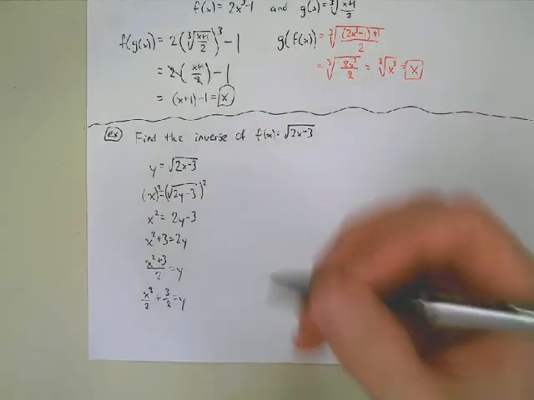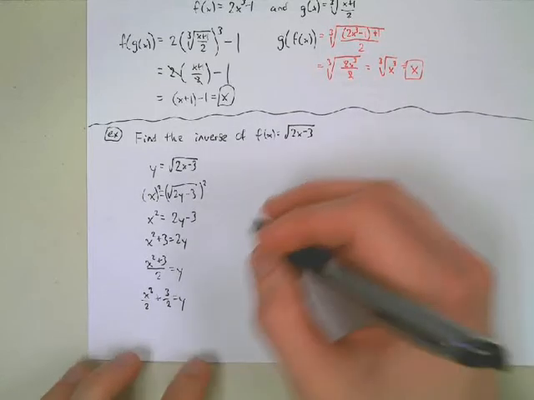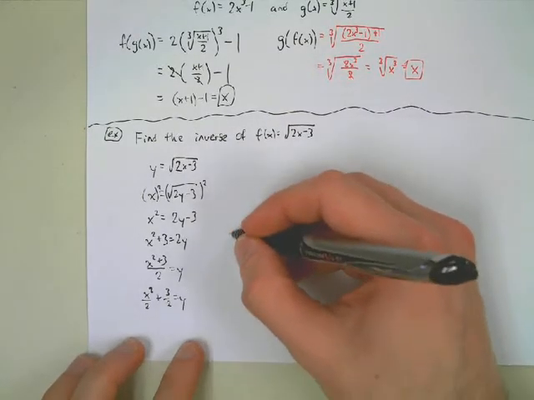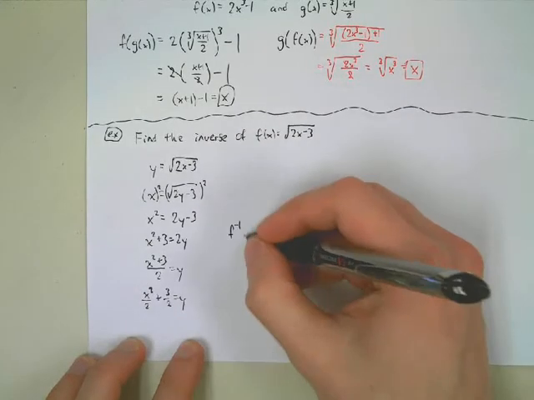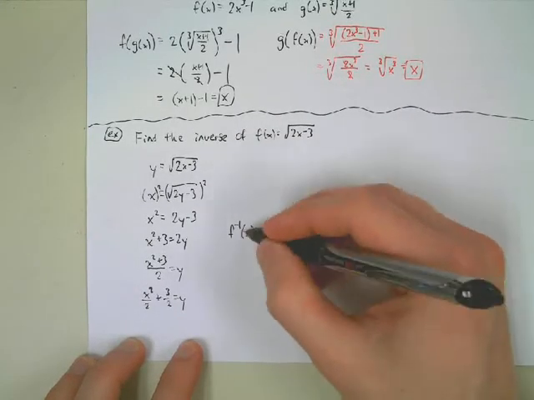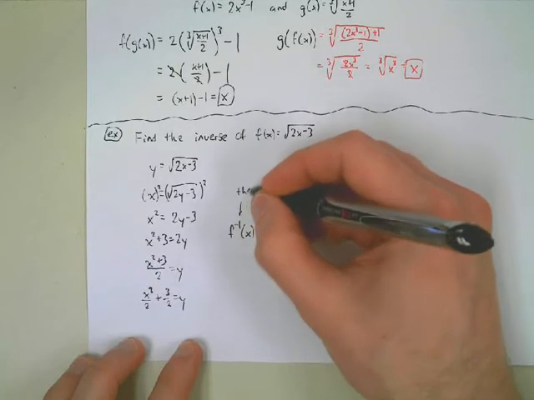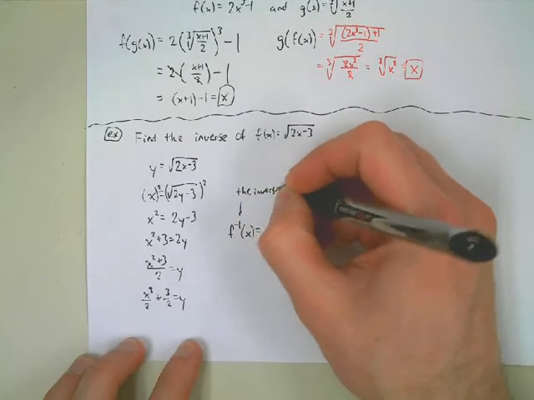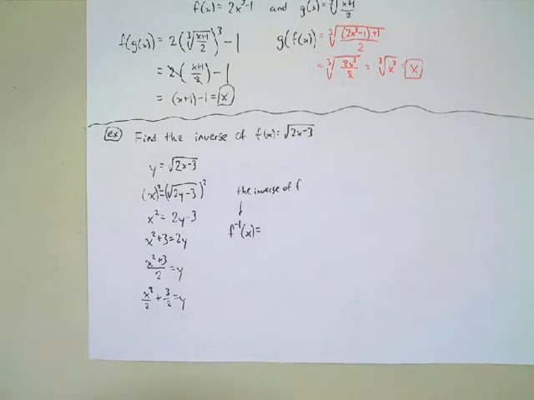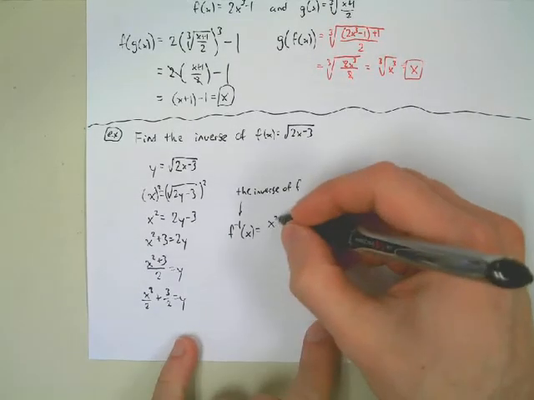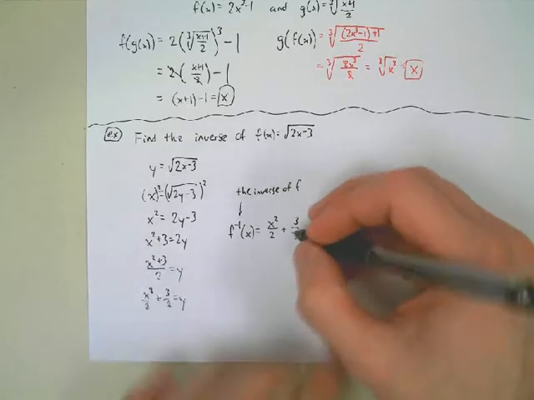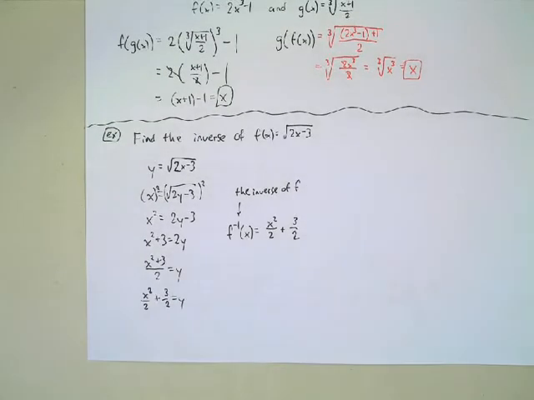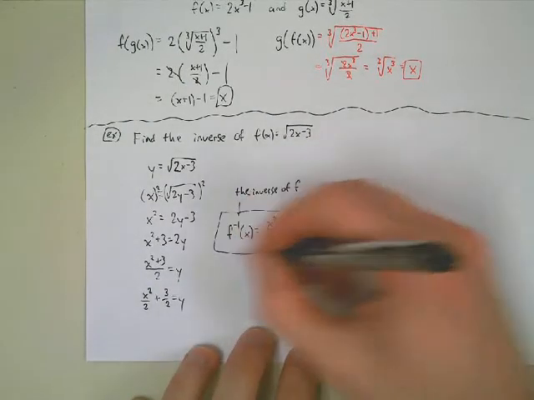Now, because this is an inverse of f, we actually have a way to denote inverse. In math, it's the function, but then we put a little negative 1, like that, of x. This means the inverse of f. So I'll write this down. It's x squared over 2 plus 3 over 2. And so that is the inverse of the function f.